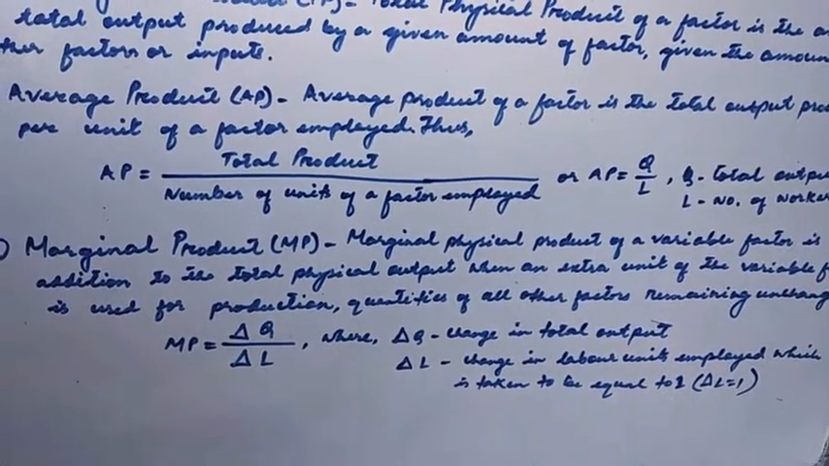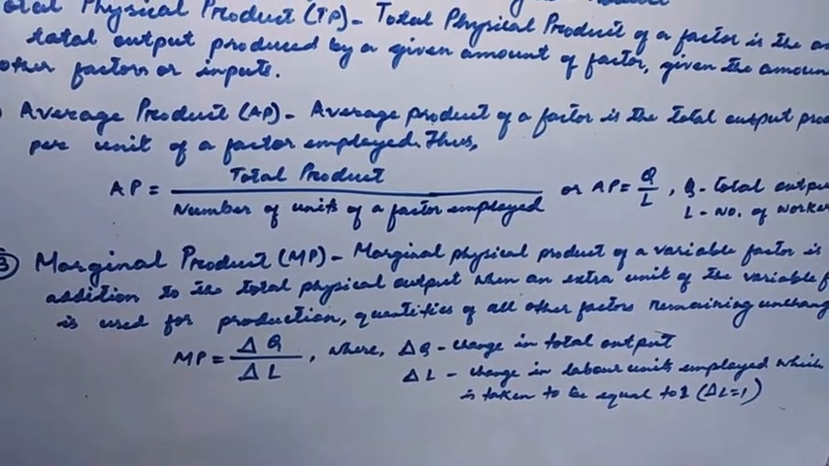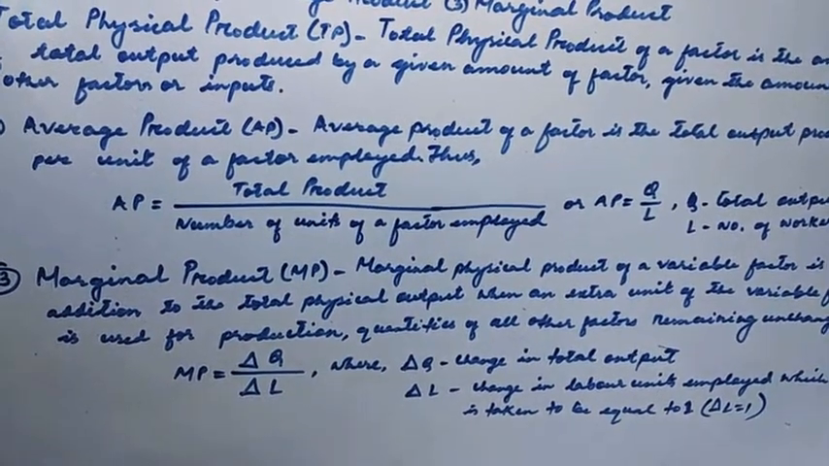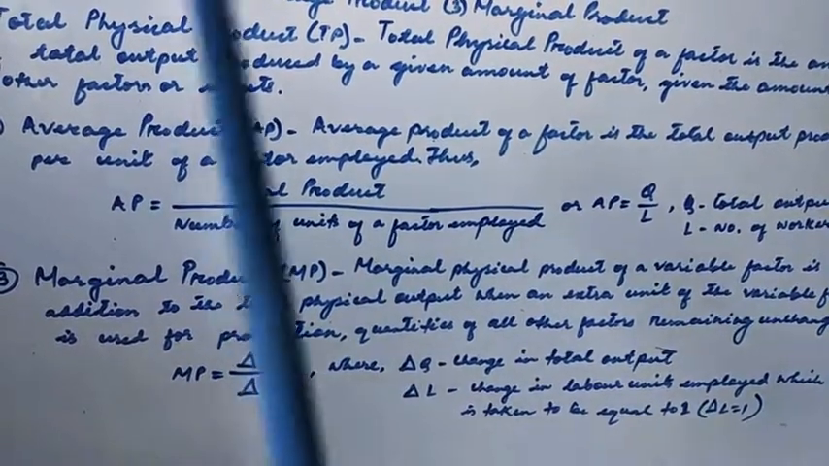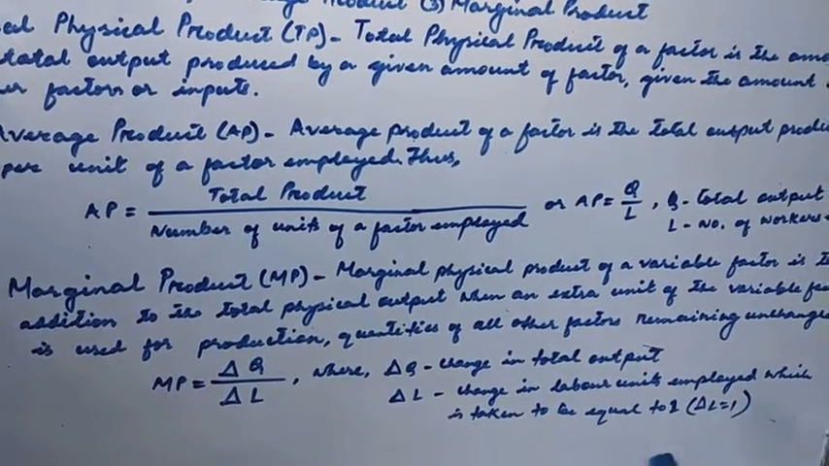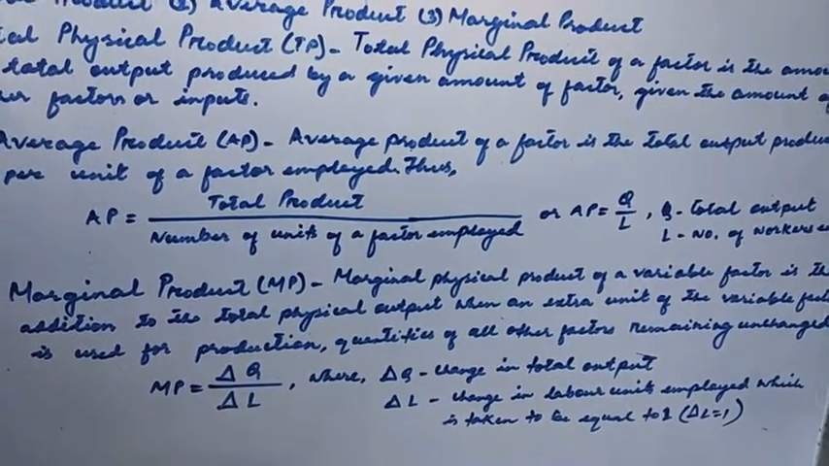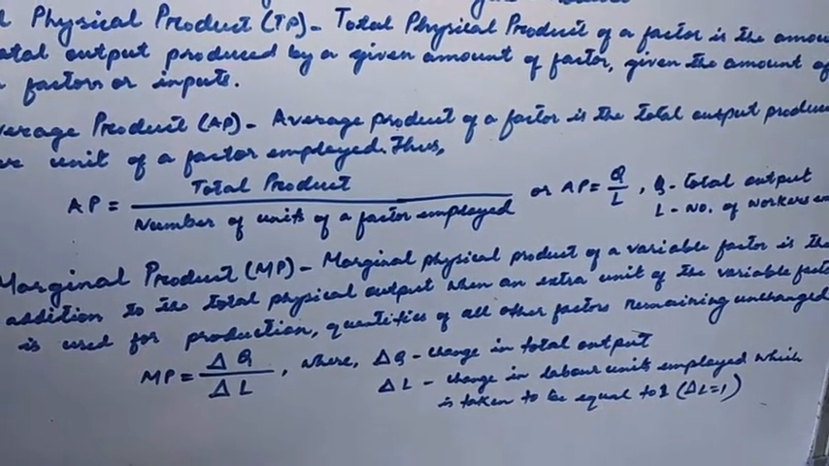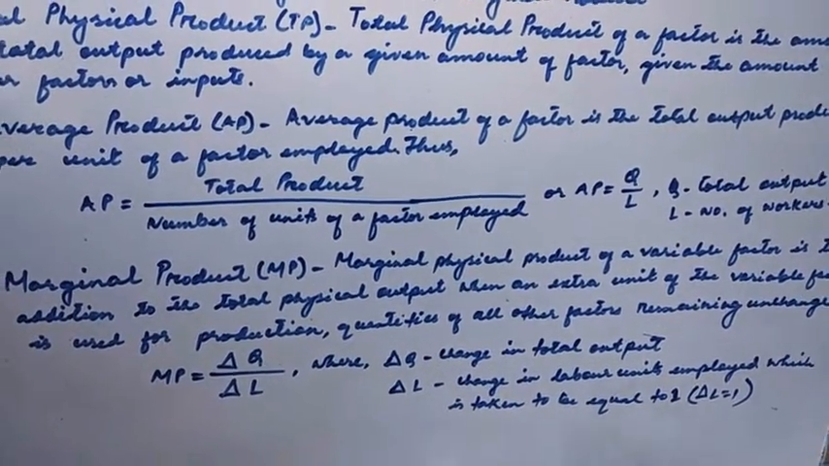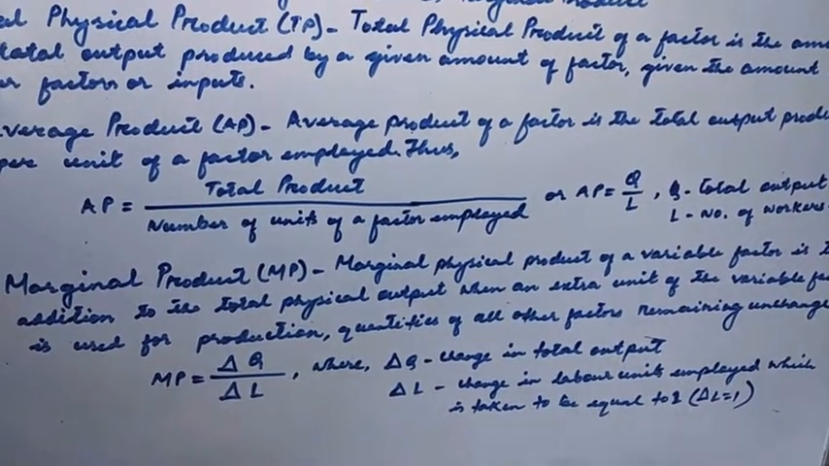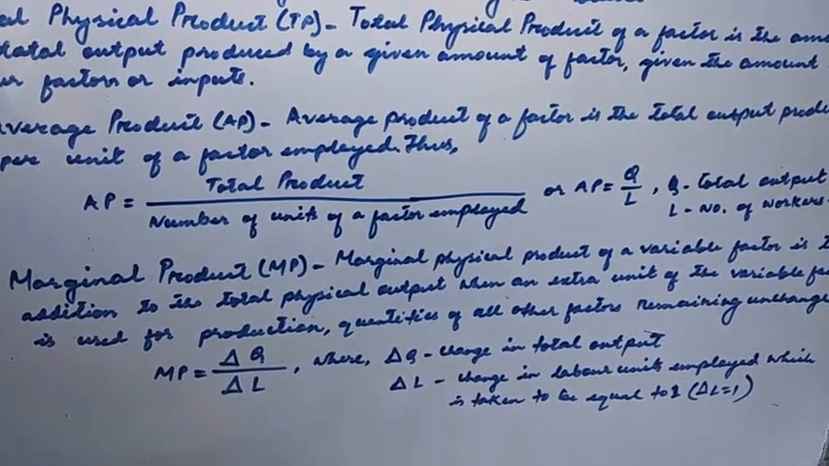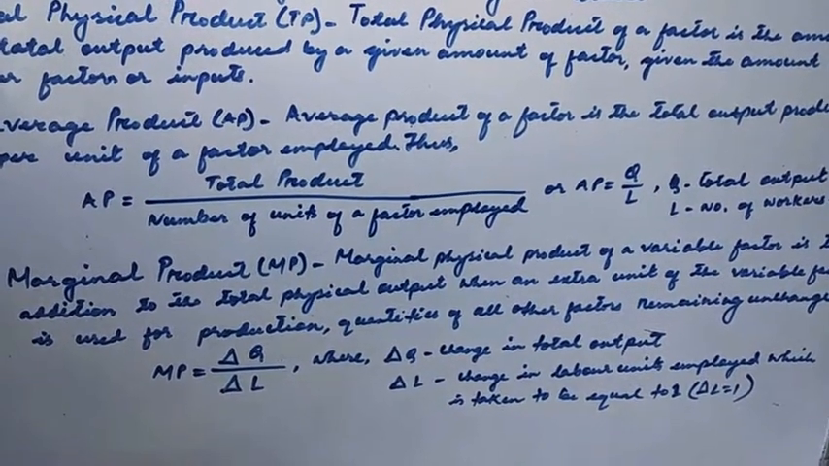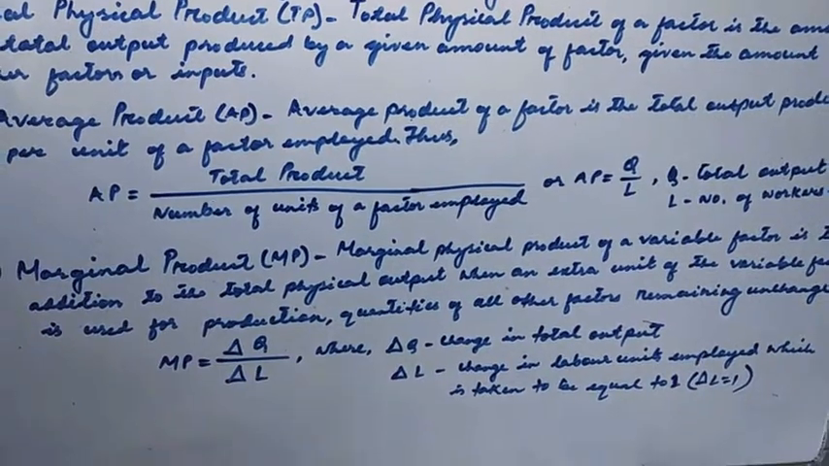So what is marginal product? Marginal product is related to marginal utility in case of consumer's behavior, but for producer it is marginal product. So it is the addition to the total output or total physical output when an extra unit of variable factor or input is used for production. So when an extra amount of inputs or variable factor is used, it is adding to the total physical product. That addition is the marginal product.